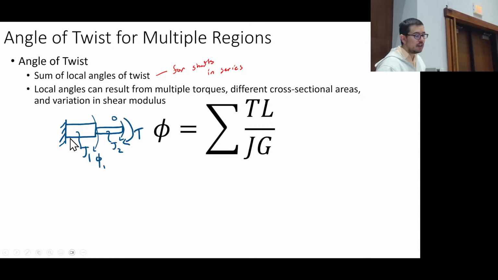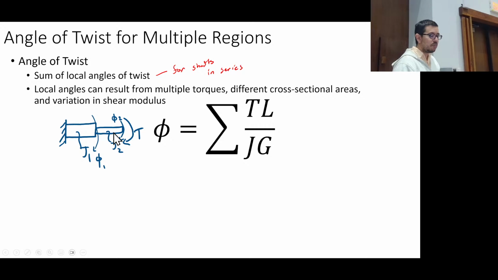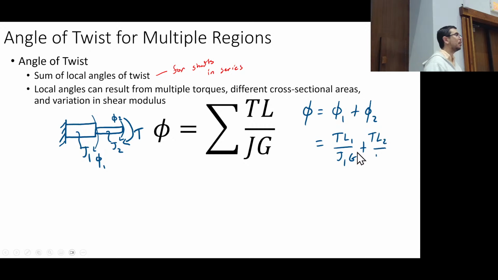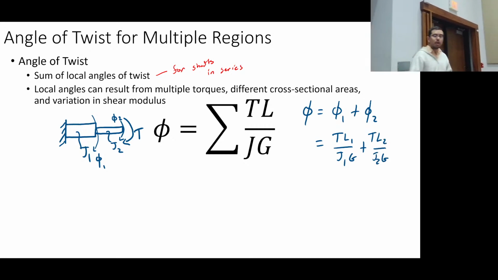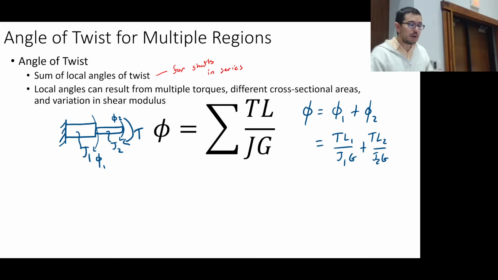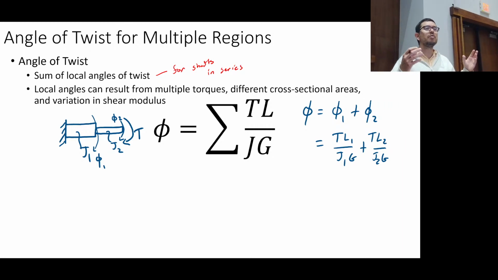Nick. Okay, so Nick, what Nick is saying is, look, I put a torsional load on this end, and then both shafts twist. There's going to be some angle of twist for the first region, and there's going to be another angle of twist for the second region, and the total angle of twist at this end is going to be equal to phi 1 plus phi 2. And I can write it out. Okay, so this is analogous to springs in series for normal loading.